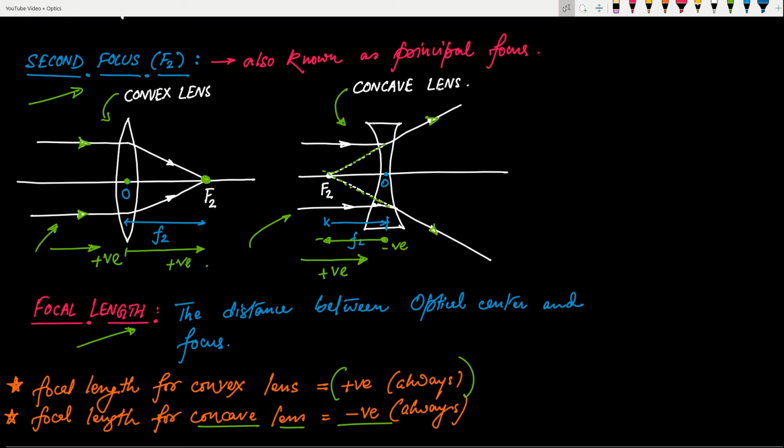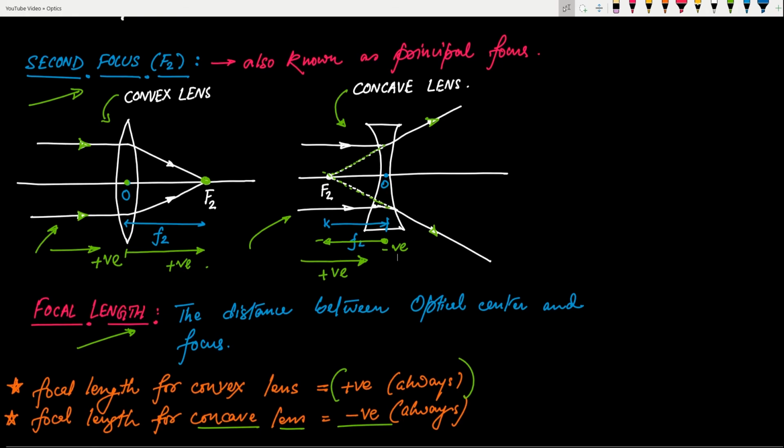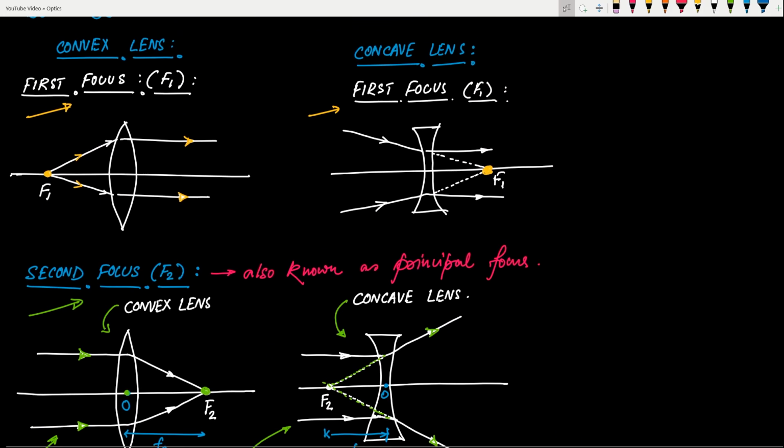Okay, but if in the question they ask you a tricky question in order to trap you, they can ask you, what is the sign of the focal length of the first focus of a convex lens? Now if you look into this, then we know the direction of incident ray is this side. But the measurement of focal length is done from the optical center, and in order to measure the focal length we need to move in this direction from the optical center. Therefore, it is negative. I hope this is clear. So the focal length of the first focus of a convex lens is always negative.